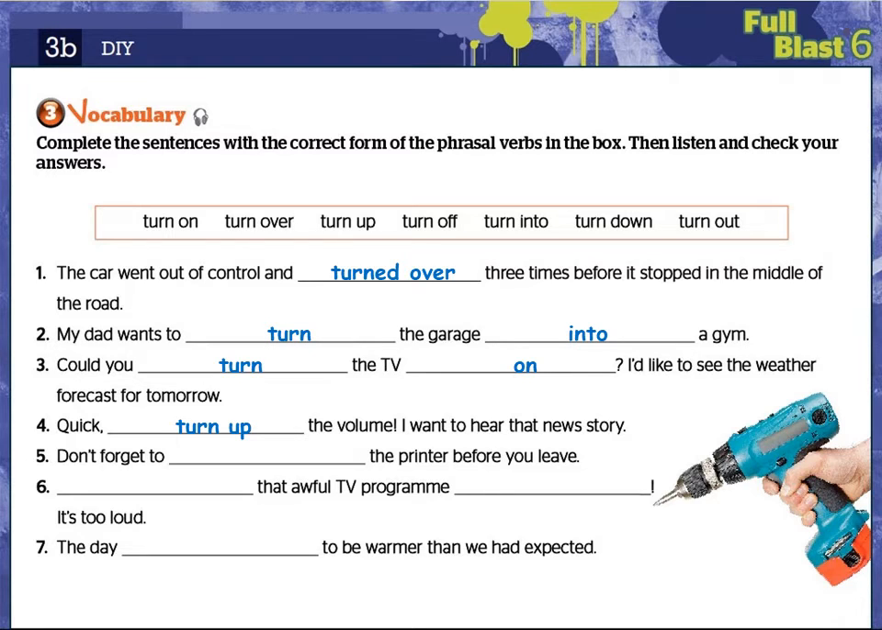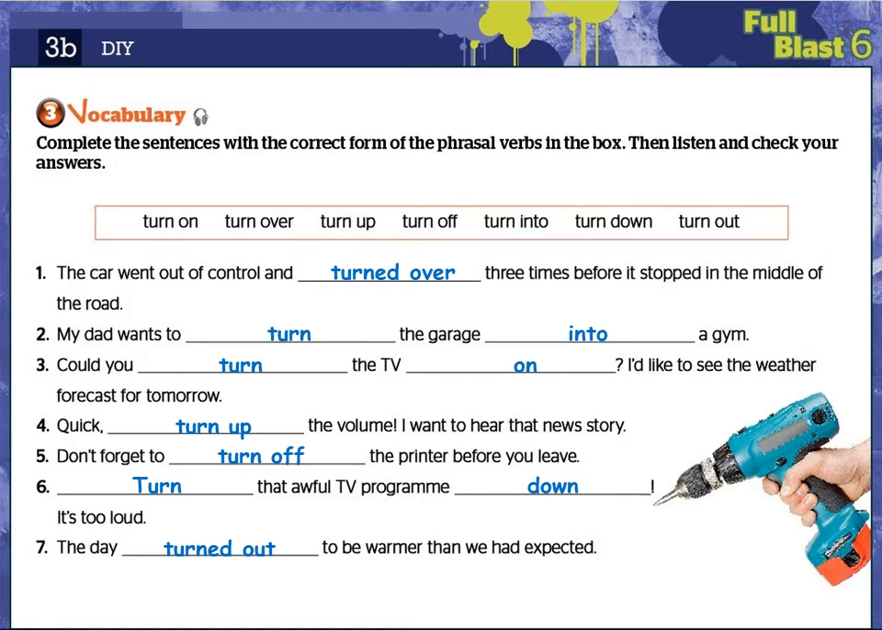Five, don't forget to ___ the printer before you leave. The answer is turn off. Six, ___ that awful TV program ___, it's too loud. The answer is turn down. Seven, the day ___ to be warmer than we had expected. The answer is turned out.